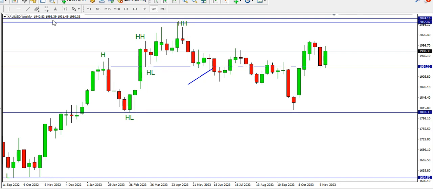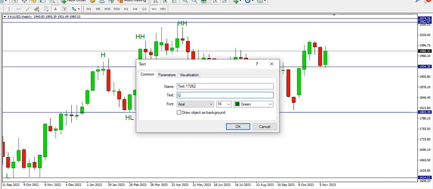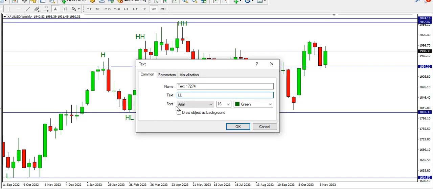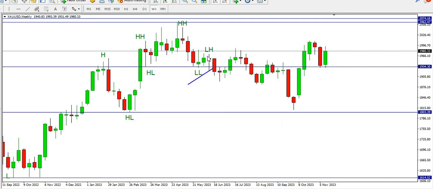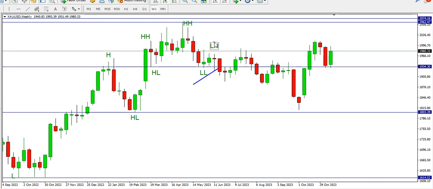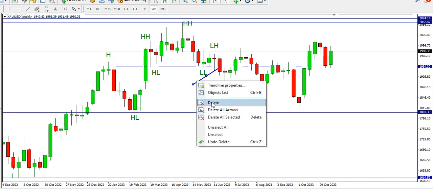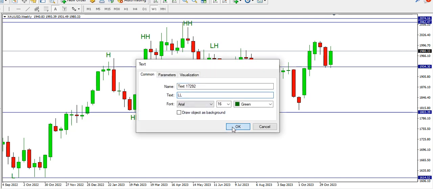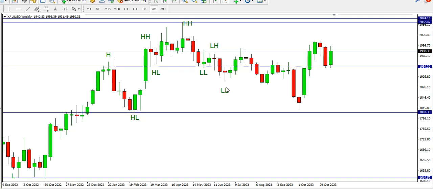Now marking up, we have a higher high, we have a low around here, we have a lower low. Let's call this lower low, and a lower high. Call this lower high. That is the lower high, this particular point is our lower high region, and we call this lower low. Let me delete this. This is our lower low.